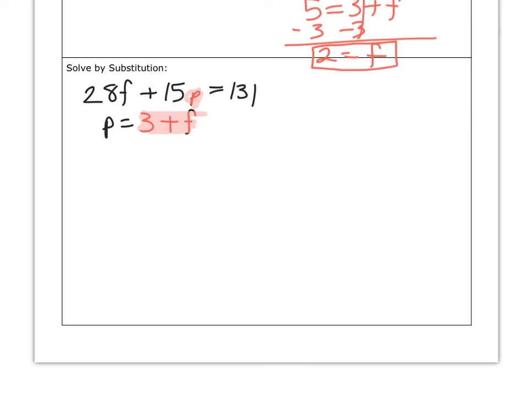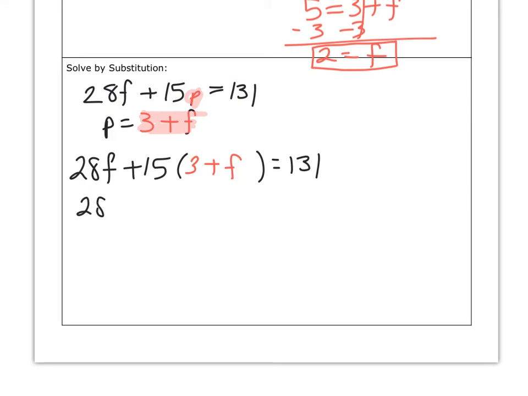So I've got 28F plus 15P equals 131. But instead of P, I'm going to write 3 plus F. So now I have 28F. And to get rid of the parentheses, I'm going to distribute. So 3 times 15 is 45. And 15 times F is 15F. Equals 131.